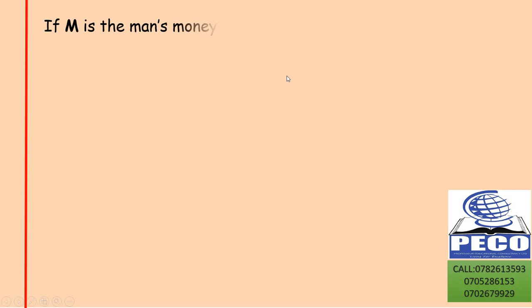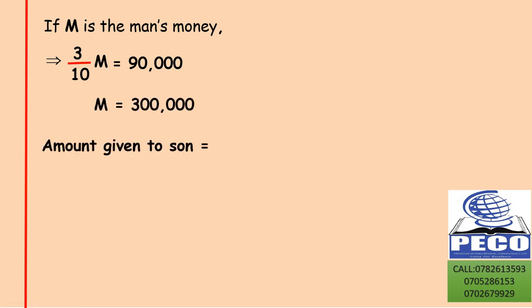So it means that if M is the man's wealth, or the money the man had, then 3 out of 10 of M is what remained, and the 90,000 is actually the amount of money the man remained with. Once we get to this level, we just cross multiply, because this 90,000 is out of 1, and we shall end up with our variable M, the man's wealth, at 300,000.